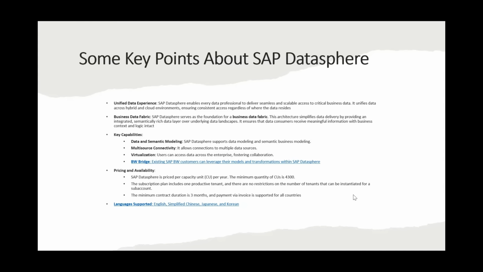Now coming to pricing and availability, SAP Datasphere is priced per capacity unit per year. The minimum quantity of capacity units is 4300. It may change over time and depends on how SAP wants to sell its product, but as of now, this is the quotation. The subscription plan includes one productive tenant, and there is no restriction on the number of tenants that can be instantiated for a sub account.